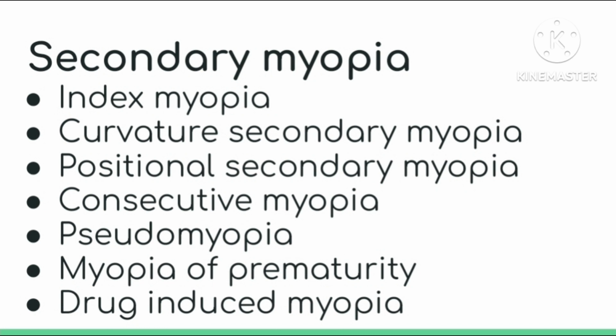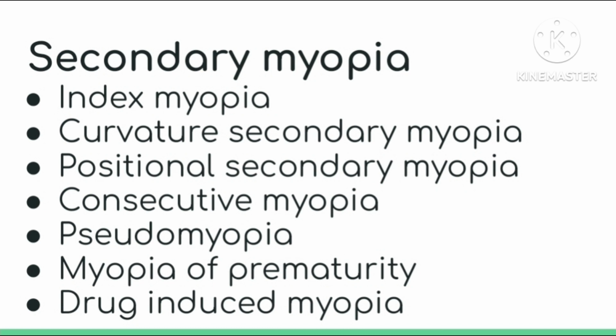Now let's go to secondary myopia. Secondary myopia, or acquired myopia, is caused by diseases, and the first type is index myopia. It's because of an increase in the refractive index due to diseases such as diabetes, nuclear sclerosis, and incipient cataract. Curvatural secondary myopia can be due to corneal curvature or lenticular curvature. Corneal curvature is increased in diseases like keratoconus, and lenticular curvature is increased because of diseases like lenticonus anterior or lenticonus posterior. Then positional secondary myopia occurs because of anterior subluxation of the lens.